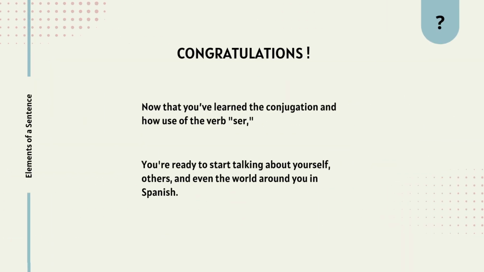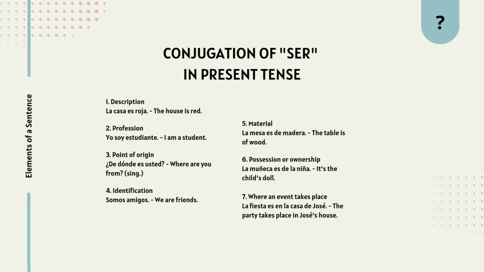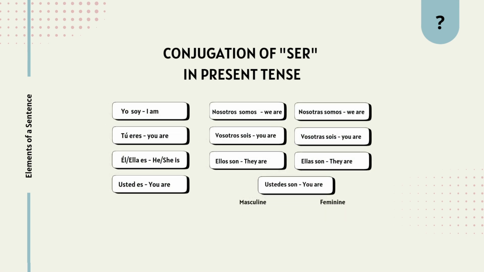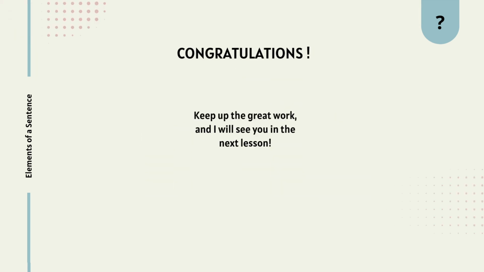Alright, now that you learned the conjugation and how to use the verb ser, you're ready to start talking about yourself, others, and even the world around you in Spanish. Remember, practice makes perfect, so keep using ser in sentences to describe people, things, and events in your daily life. Keep reviewing the conjugation and try using it in different contexts to make it feel more natural. Keep up the great work, and I will see you in the next lesson.